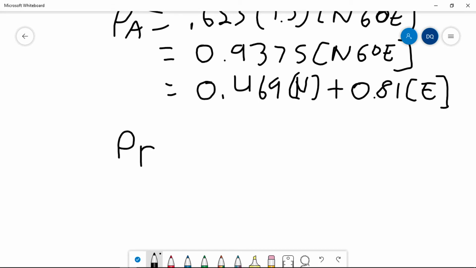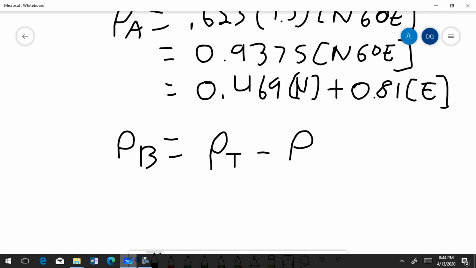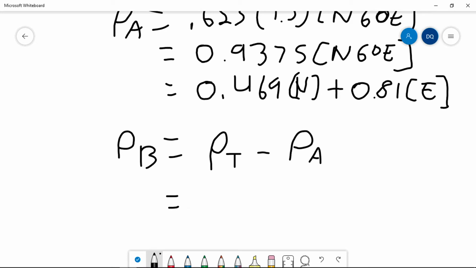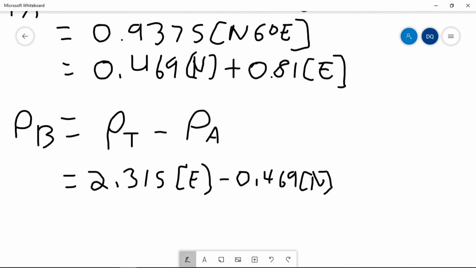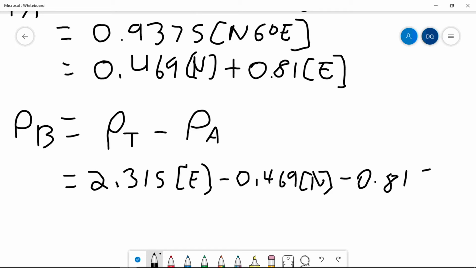So remember, the momentum of ball B is going to be the total momentum minus the momentum of ball A. And the total momentum is 2.315 kilogram meters per second east. And I'm going to subtract from that the momentum of ball A. So I'm going to subtract from that 0.469 north. And I'm going to also subtract from that 0.81 east.